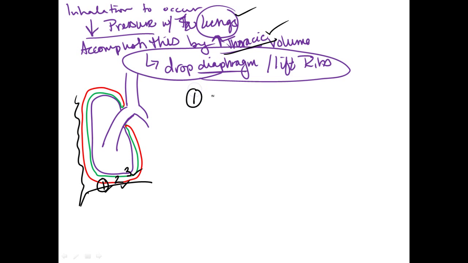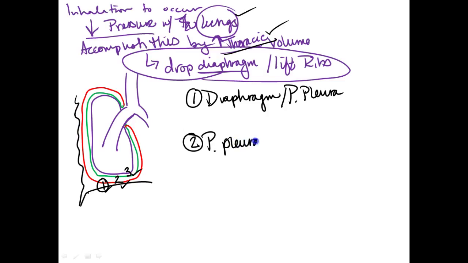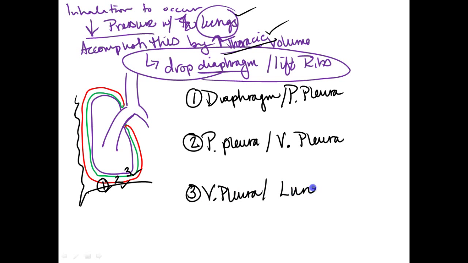So we need a first connection between the diaphragm and the parietal pleura. Next, we need a connection between the parietal pleura and the visceral pleura. Finally, our third connection between the visceral pleura and the lungs. If we can make this connection, then whatever the diaphragm does, the lungs will do.